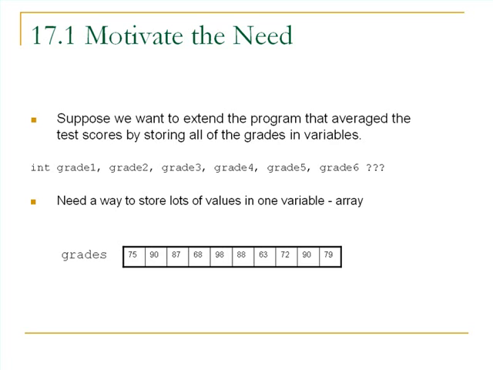Well, this would be really a tedious thing to do if we had 100 of them, or if we had 1,000 of them. We would never get finished just declaring the variables, and processing those variables would be a very painful way of coding. So what we need is a way to store lots of values in one variable, and this will be called an array. On this slide we have a picture of what an array in memory might look like. We have a variable called grades, and we have 10 different grades in that one variable. And this is the concept of an array.